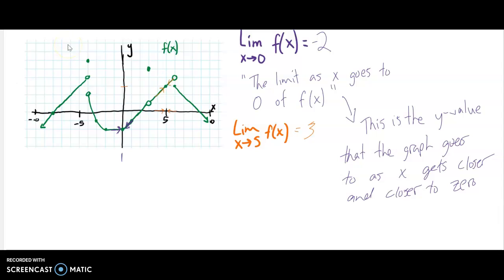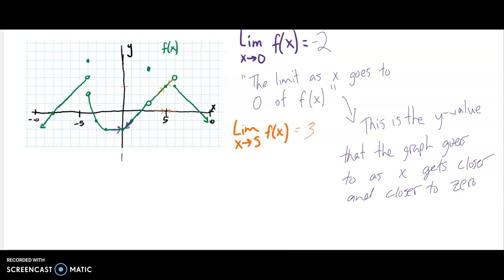Before I jump into the next one, I did want to specify, by writing it out in case you want to write it down, what the limit as x goes to 0 of f of x is. It's what we talked about over here. It's what the y value of the graph goes to, right? It goes to -2 from this side and -2 from this side as x gets closer and closer to 0.